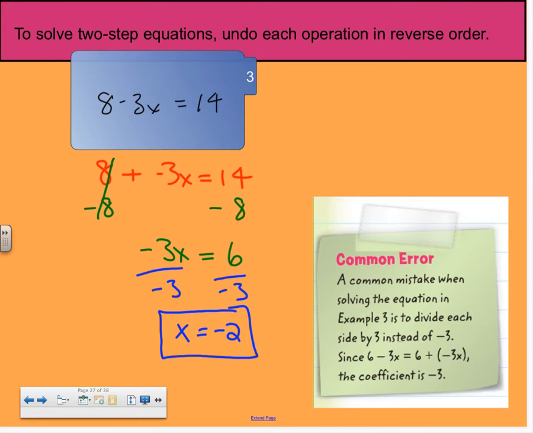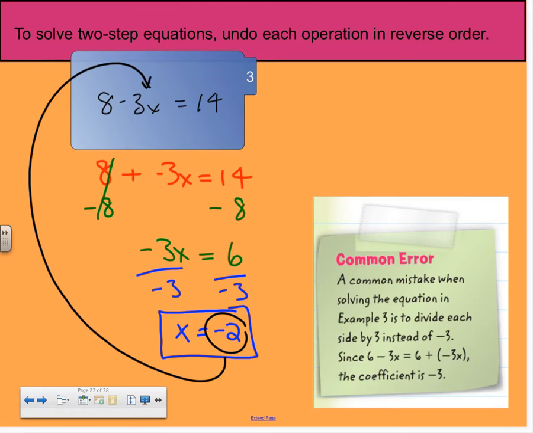A lot of people end up doing this problem, and by the end they have maybe a positive 2 or something like that. Which, how can we tell if that's correct? Well, we can put this back into the equation, remember? If I put a positive 2 back in this equation, I get 8 minus 6, which does not equal 14. Okay? But if I put a negative 2, I get 8 minus negative 6, which is like 8 plus 6, which does work. Okay? Now I would like you to try the got-its on the bottom of page 123.